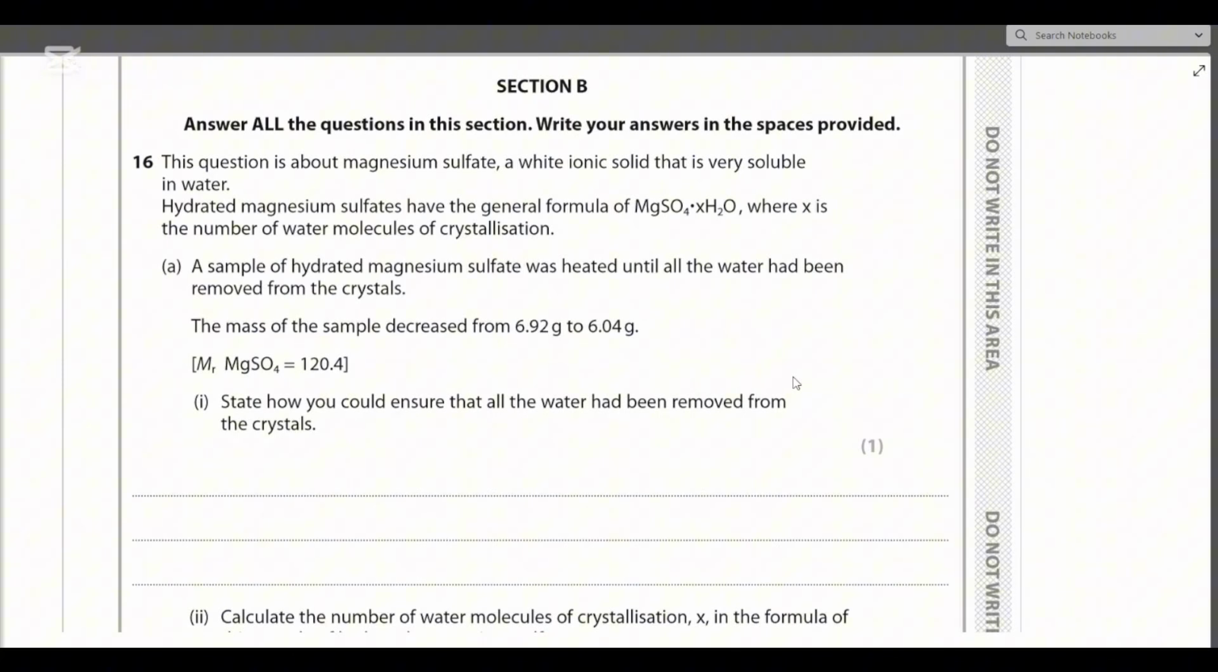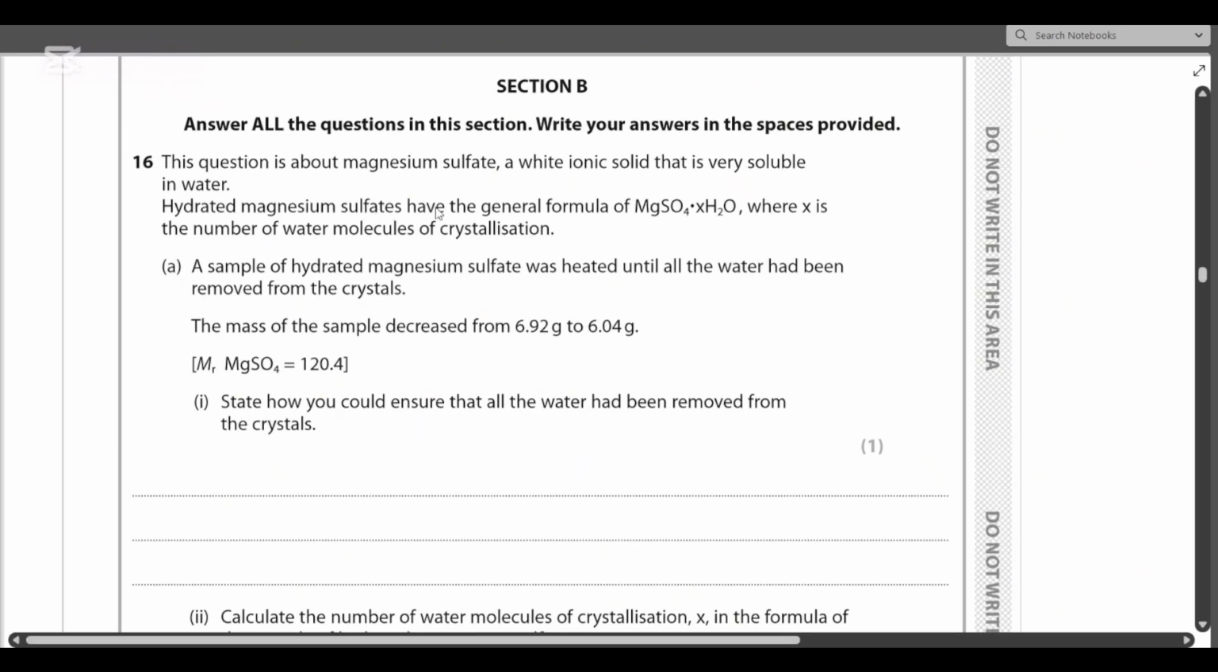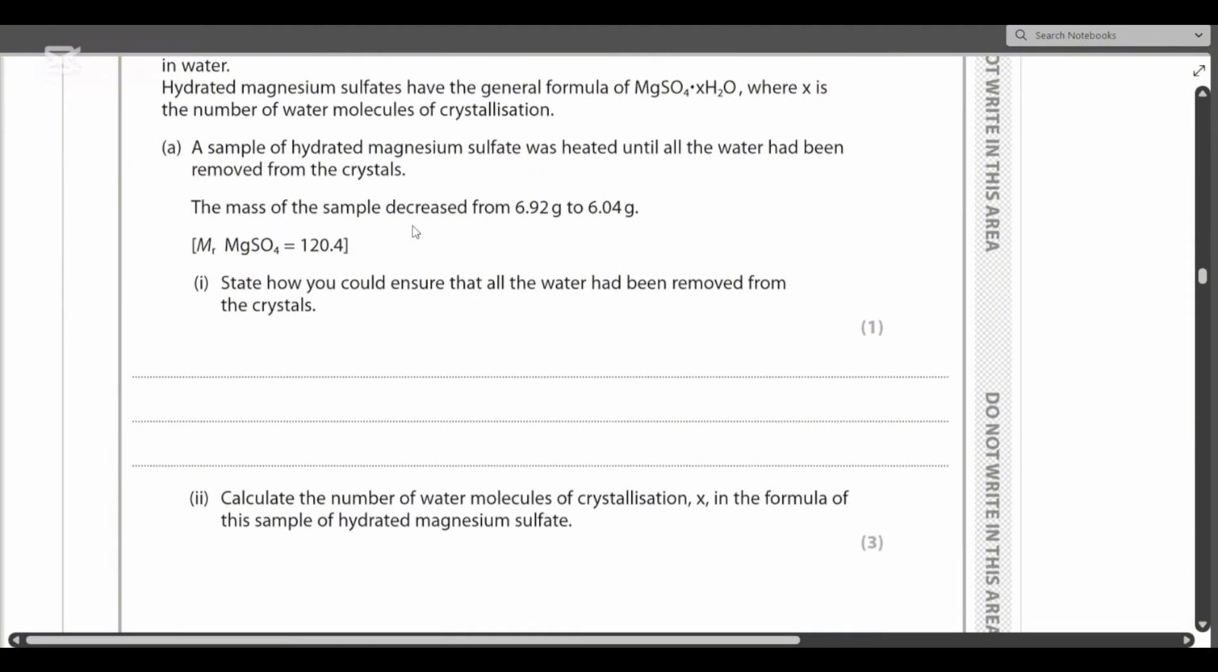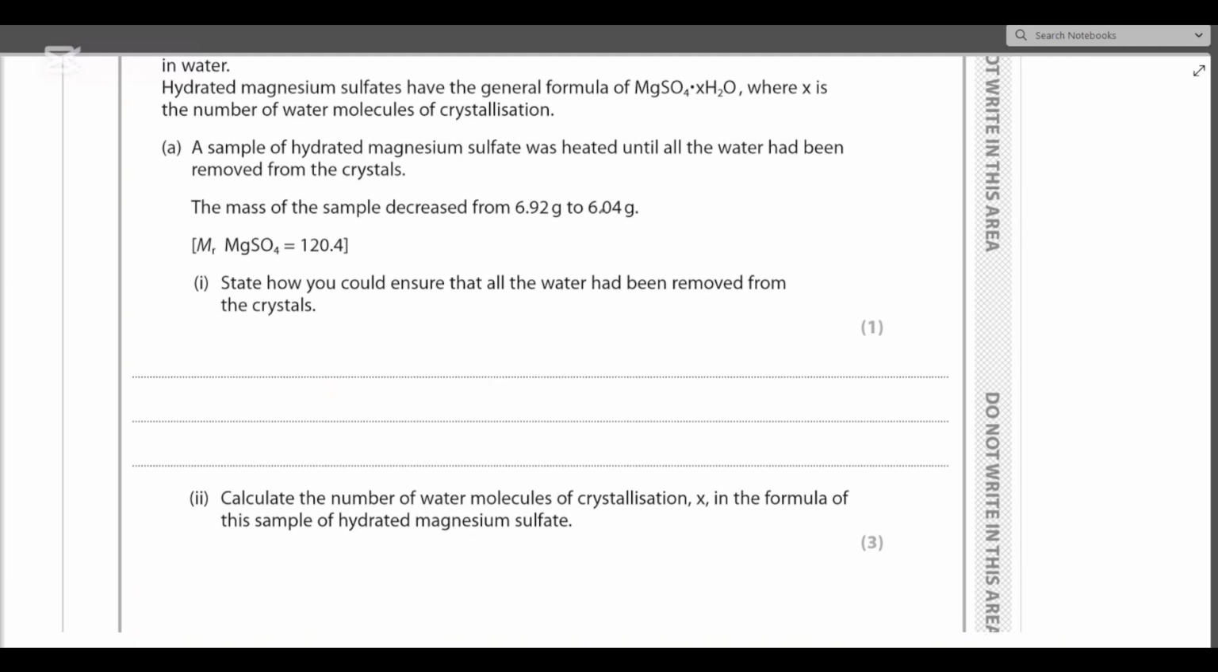Number 16. This question is about magnesium sulfate, a white ionic solid that is very soluble in water. So you have the hydrated magnesium sulfates, which have the general formula magnesium sulfate dot XH2O, where X is the number of water molecules of crystallization. So we can see that a sample of hydrated magnesium sulfate was heated until all the water had been removed from the crystals, and the mass of the sample decreased from 6.92 to 6.04 gram. State how you'd ensure that all the water had been removed from the crystals.